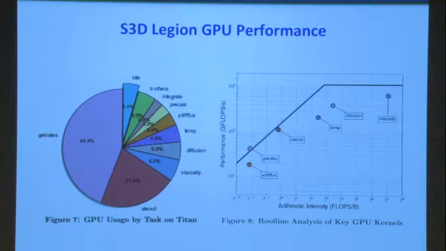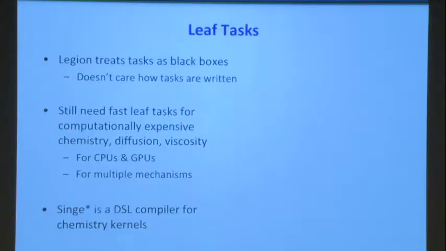And so on many of these supercomputers, the GPUs account for over 90% of the computational power. So you want to be able to run on these GPUs. One other thing we noticed is that Legion treats the tasks as black boxes, whether they're computations for chemistry, for fluid mechanics, or for machine learning, it doesn't care. They're opaque to the runtime and the compiler.